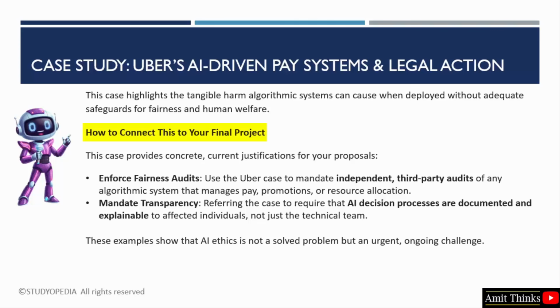Let's see how to connect this to your final project. Use this case to support your proposals with timely, concrete examples. The first one being enforce fairness audits. Cite Uber to justify third-party reviews of AI systems that control pay, promotions or resources. Mandate transparency. Use the case to argue that AI decisions must be documented and explainable to those affected, not just engineers. These points show that AI ethics remains an urgent unresolved issue. So in this lesson we covered Uber's AI-driven pay systems case study, which reflects pay systems and legal action.